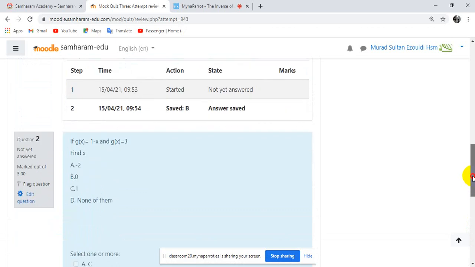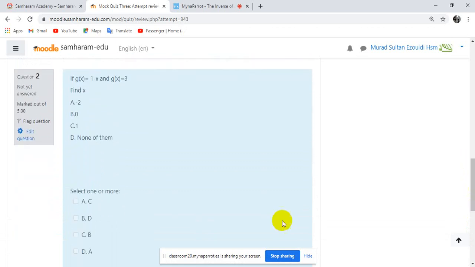Yes. It says select one or more. Which one do I select? This one, DA. DA, because A here is minus 2, the correct answer is minus 2. Look, A, what is it here? It is this one. Fourth option, correct answer, this one. So I do DA, right? Yes, you should do like that, my daughter.